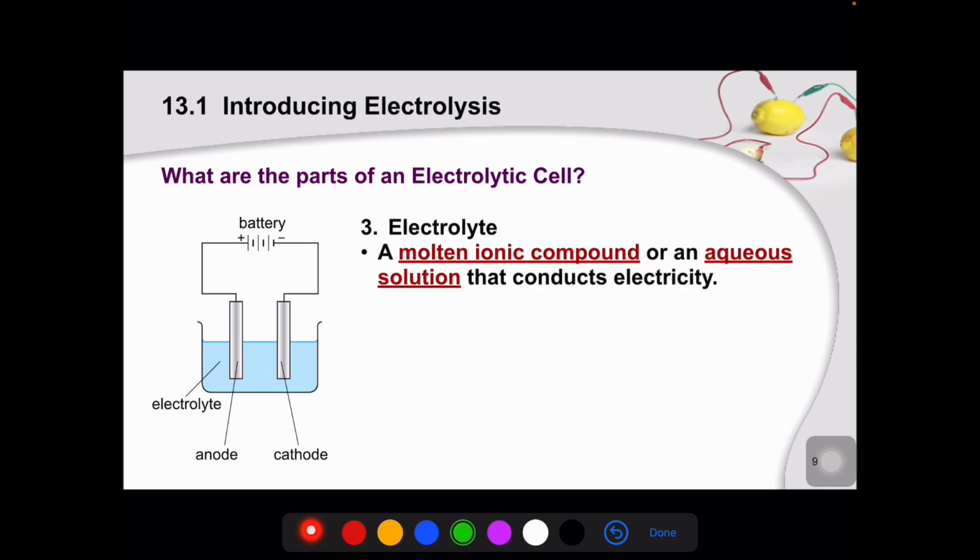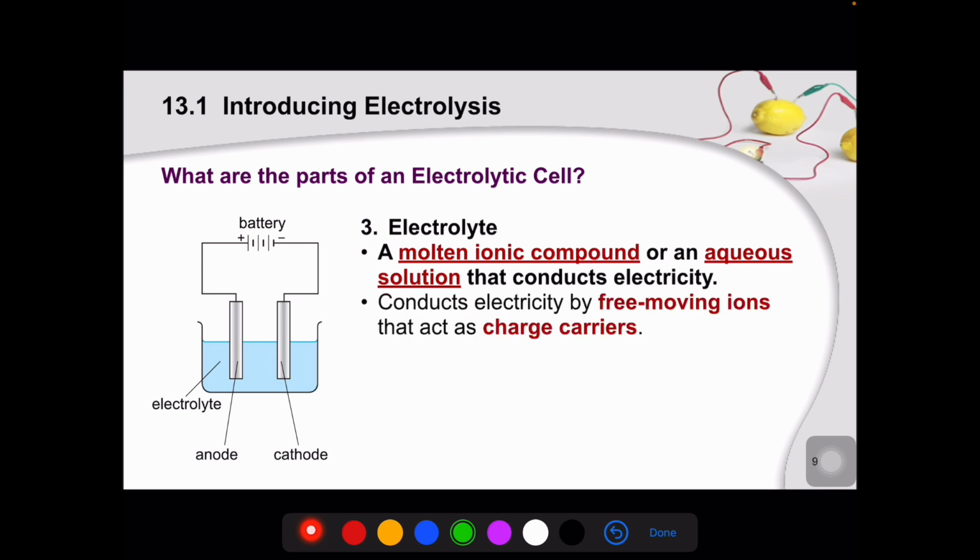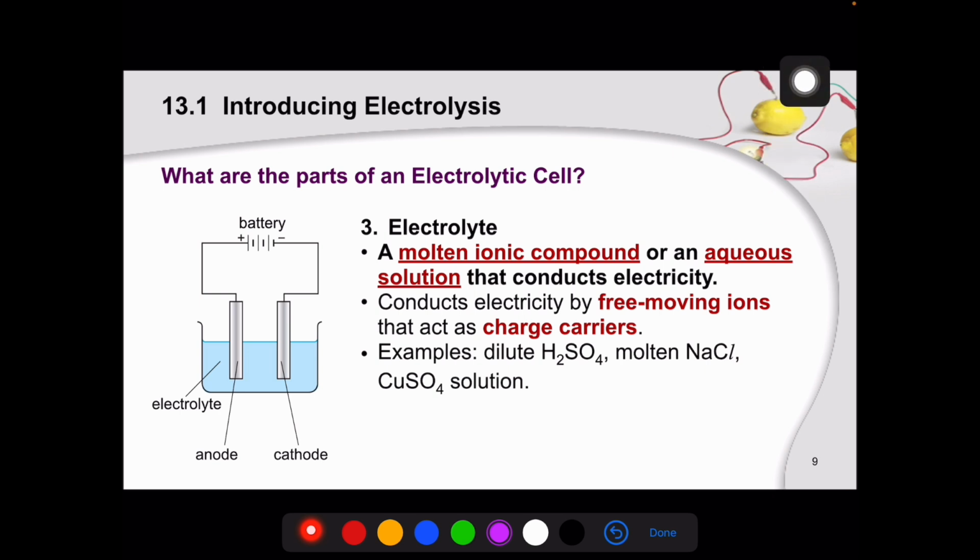Thirdly, the electrolyte. Now, electrolyte refers to a molten ionic compound or an aqueous solution that is able to conduct electricity. How it does so is that you actually have what we call free moving ions that you learn in Sec 3, right? That act as charge carriers. So some examples of electrolyte will be things like dilute sulfuric acid, molten NaCl, copper 2 sulfate solution.